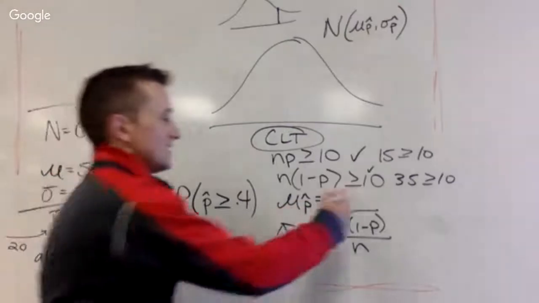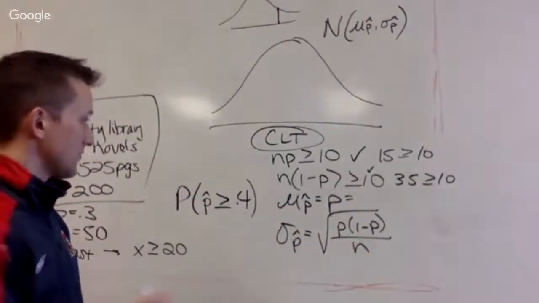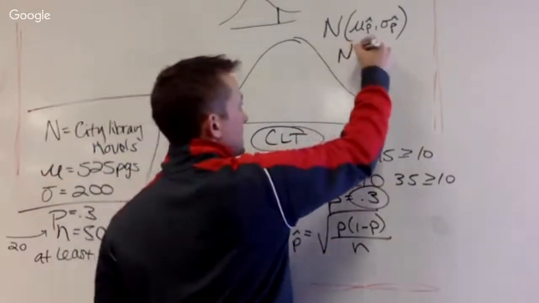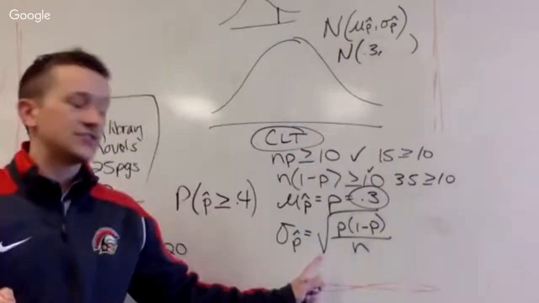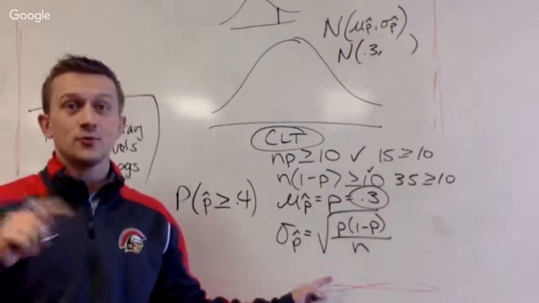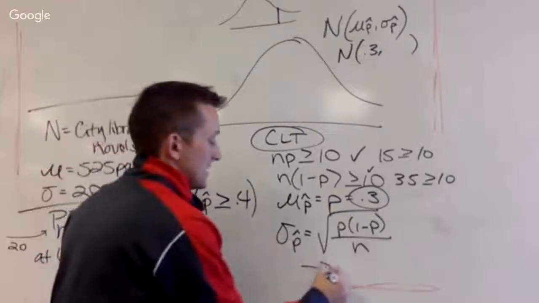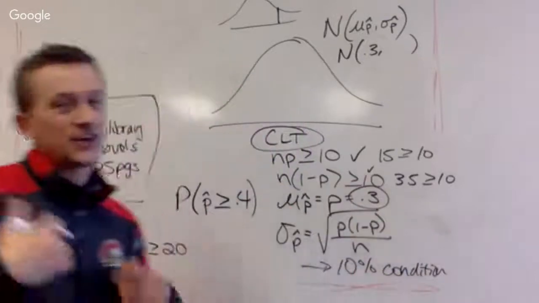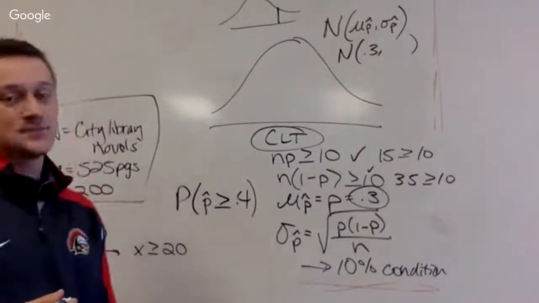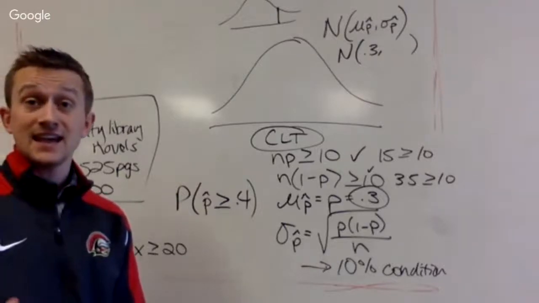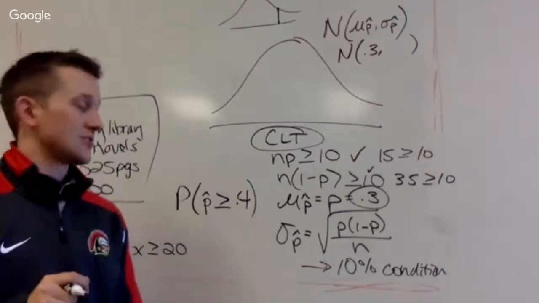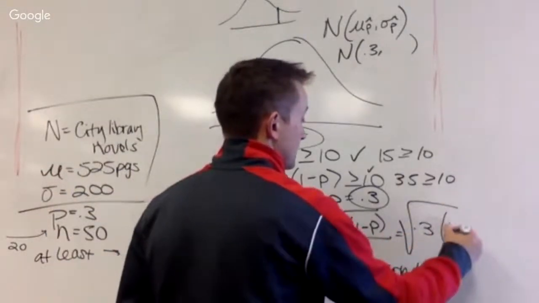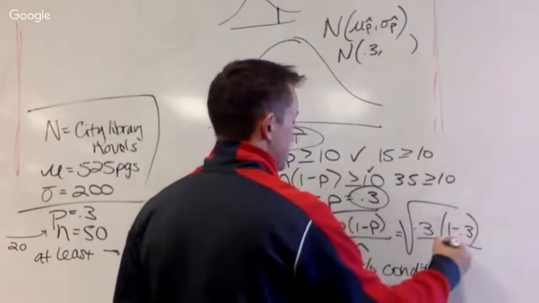So when you plug this in, the mean of p hat is p, therefore it equals 0.3. So 0.3 is my mean. Now, the standard deviation we can't use unless it meets what condition? The 10% condition. I'm not going to go into that because we already did that with the binomial. We can just say that it does meet the 10% condition. You would need to say that and also show me that it does. So once we plug this in, we put 0.3 in for p, 1 minus 0.3 on top, divided by 50.